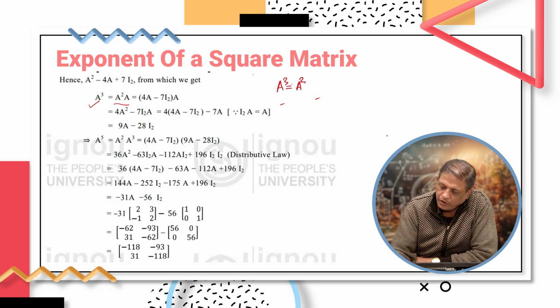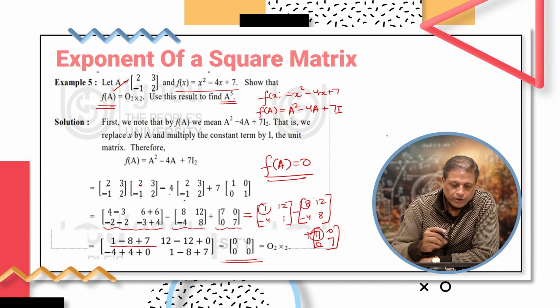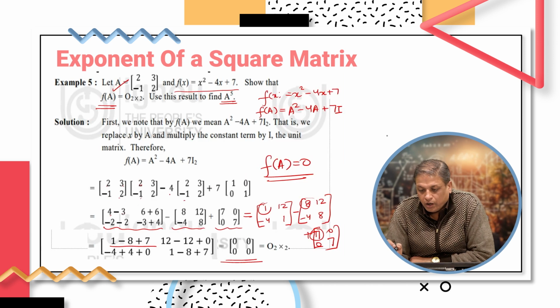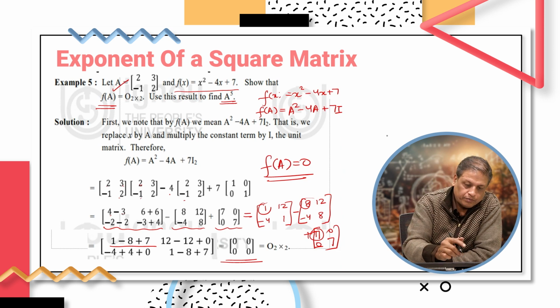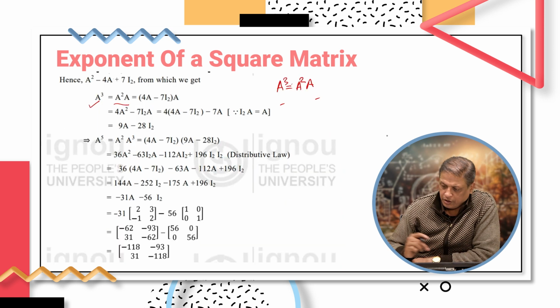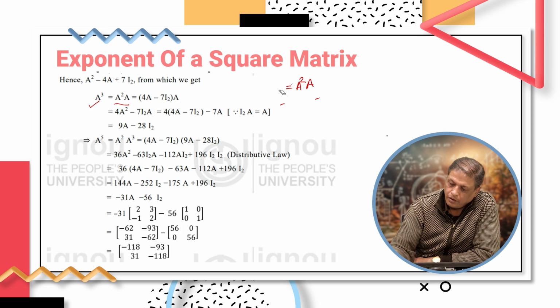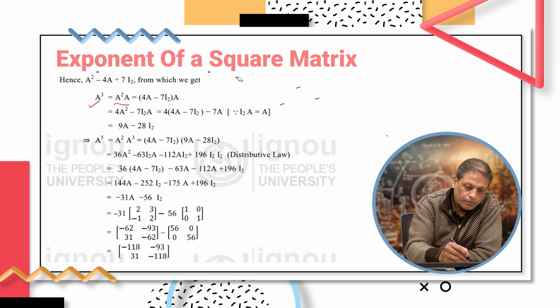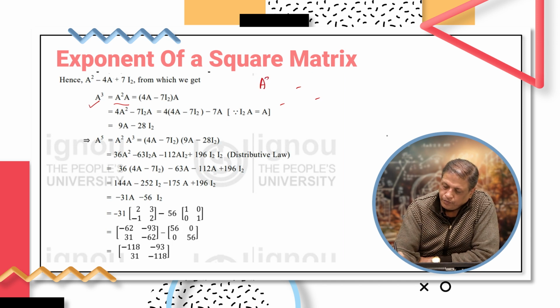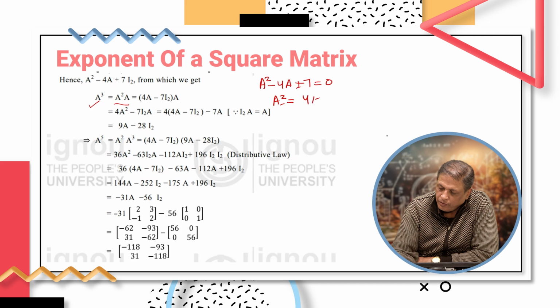Now what is A square? We are given the equation A square minus 4A plus 7I, and it turns out to be 0. So that means A square is equal to 4A minus 7I.